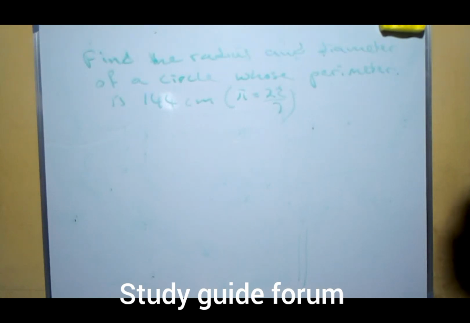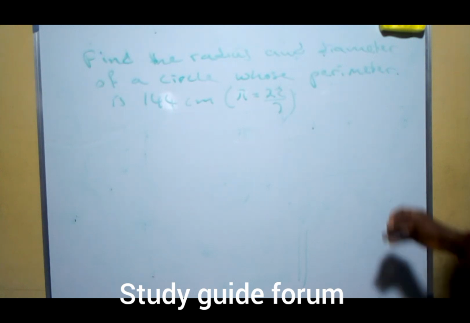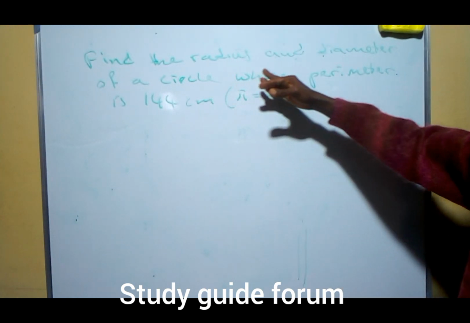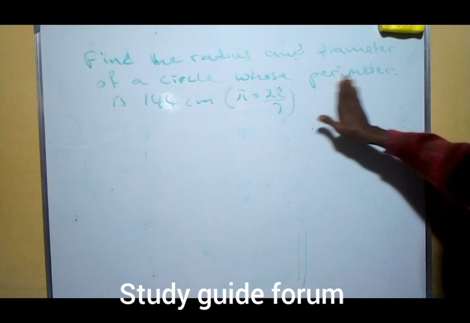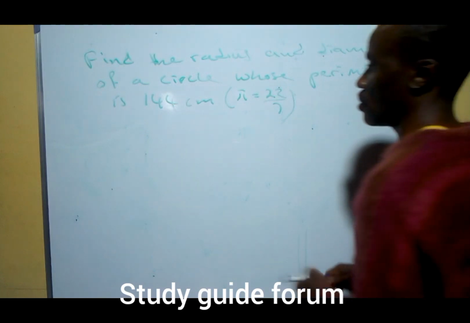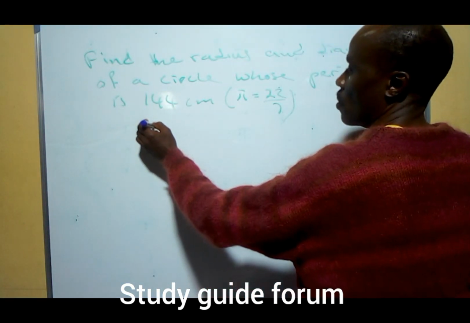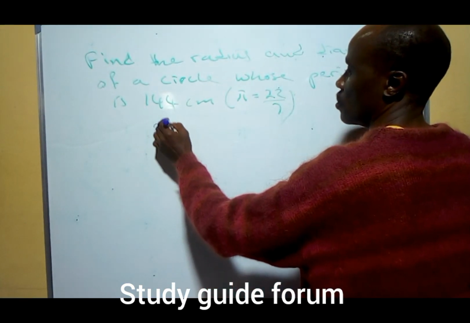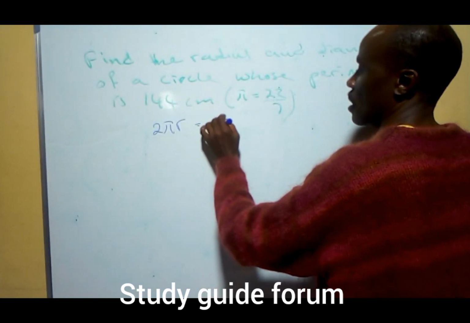Today we're going to be looking at the question: how to find the radius of a circle. The question we have here says, find the radius and the diameter of a circle whose perimeter is 144. Know that perimeter is always the same thing as circumference. So we know that this is equal to 2 pi r. That's the perimeter.